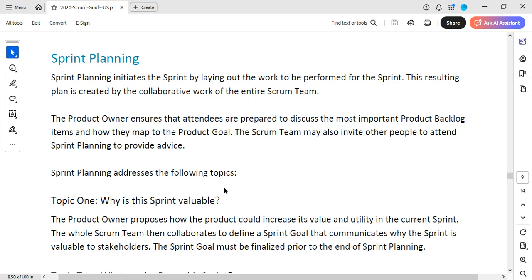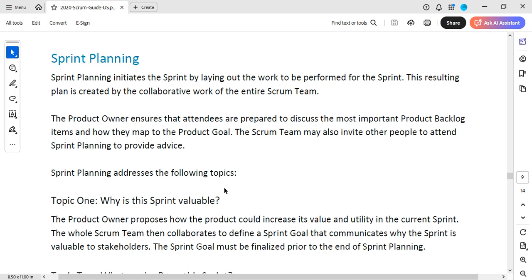And so, yes, we are still on sprint. Today we are going into the sprint planning. Sprint planning initiates the sprint by laying out the work to be performed for the sprint. So the sprint planning is just like an avenue of laying the foundation for whatever is going to happen in the sprint. Okay, this resulting plan is created by the collaborative work of the entire Scrum team. So everyone in the Scrum team is involved in this.